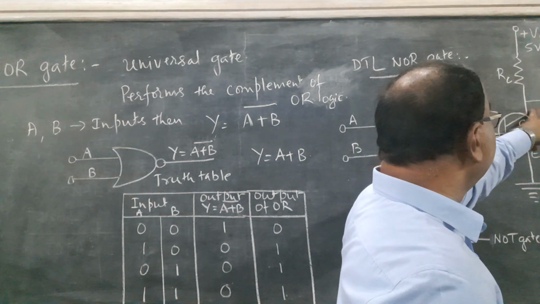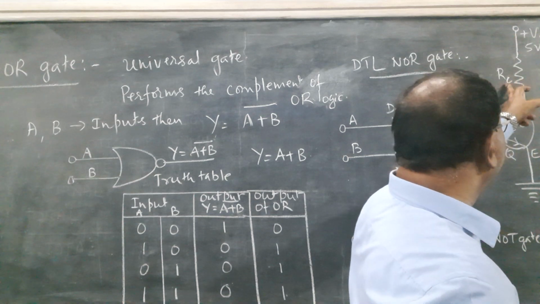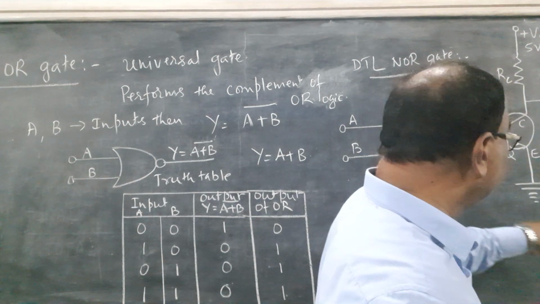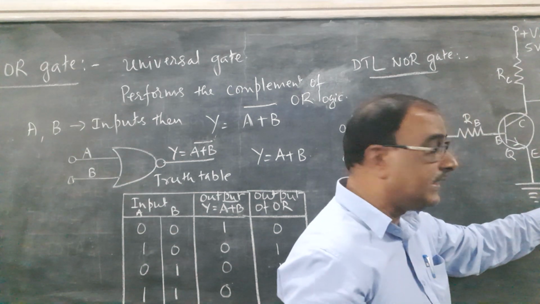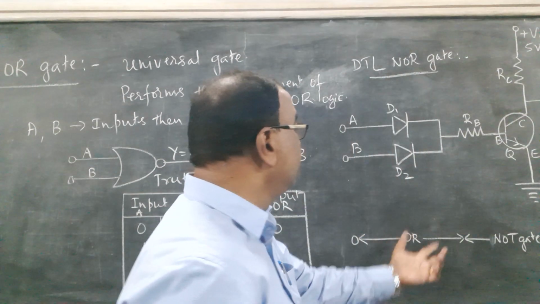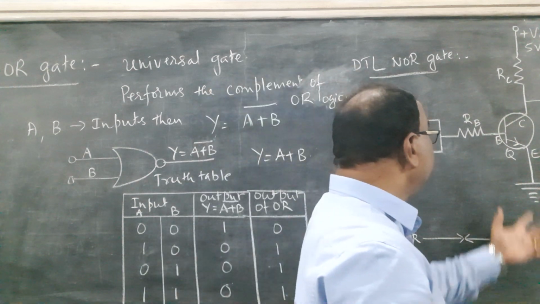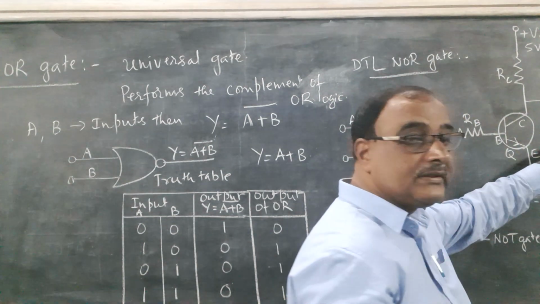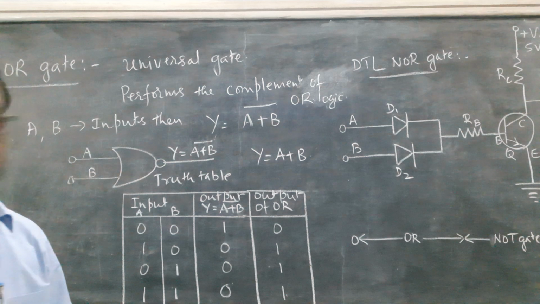This is the collector, and a supply of 5 volt is supplied to the collector through RC, the collector resistance, and usually the emitter is grounded. The output is always taken between collector and emitter. So the output is y equal to (a plus b) bar. Up to this point, it is nothing but an OR gate. Then it performs like a NOT gate, and the total output is the output of a NOR gate. So this is the detailed NOR gate.